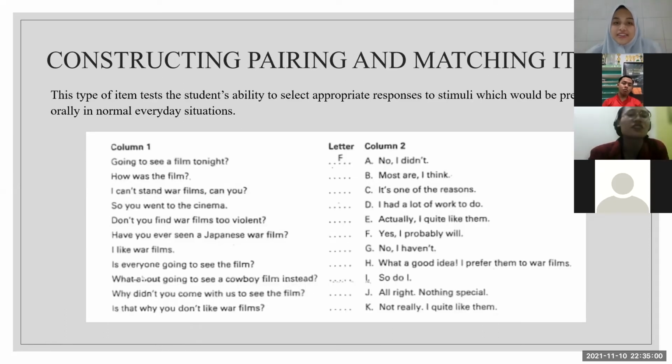Next is constructing pairing and matching items. This type of item tests the student's ability to select appropriate responses to stimuli which would be presented orally in normal everyday situations. The item is more useful for testing students' sensitivity to appropriacy and their awareness of the function of language rather than their knowledge of grammar.